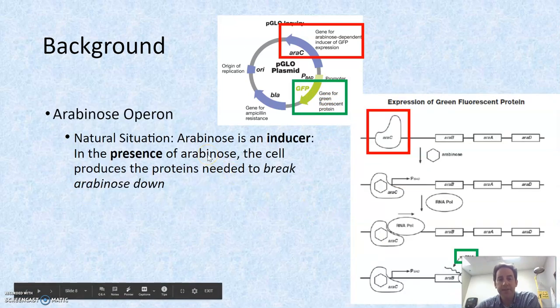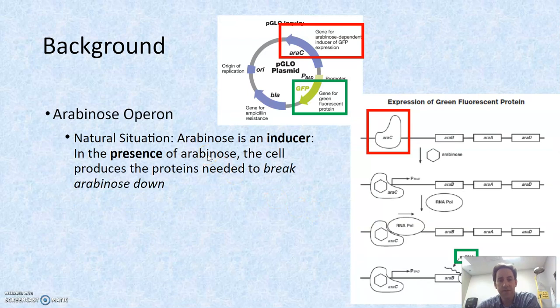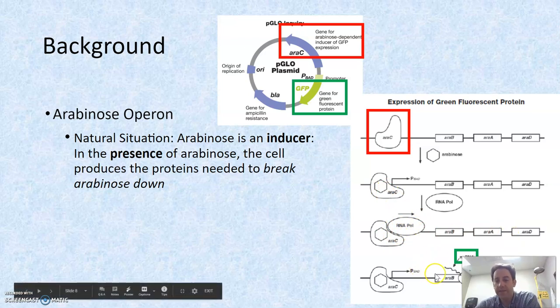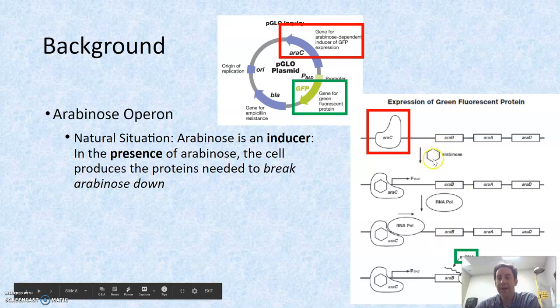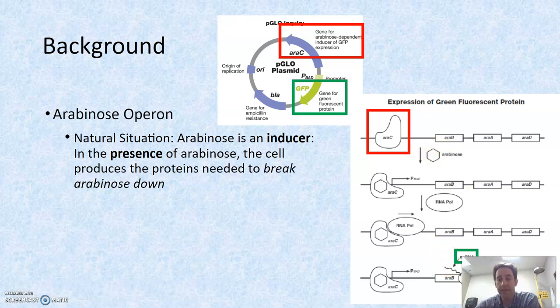Now, the natural situation, the way this works in the natural world under normal circumstances, is arabinose is a sugar and it acts as an inducer. So in the presence of arabinose, it binds to this ARA-C protein, changes its shape, which allows RNA polymerase to attach and begin transcription. And then the cell will produce these protein products that will help it produce enzymes to break arabinose down. So this is similar to the lac operon, where lactose essentially turns on the genes that are used to break down lactose. Here, arabinose turns on the genes that are used to break down arabinose.